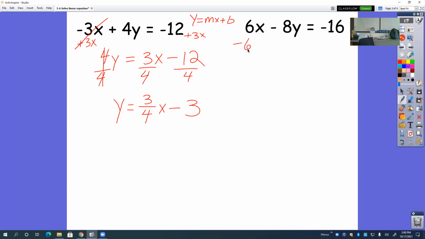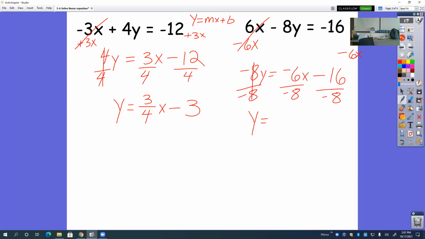Okay. It's a positive 6x, so I'm going to subtract 6x from both sides. Leaves me with negative 8y equals negative 6x minus 16. I'm just rearranging. I'm multiplying by negative 8, so I'm going to divide everything by negative 8. That cancels. And then I'm just going to simplify.